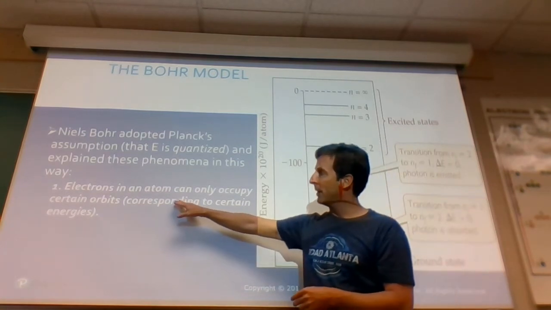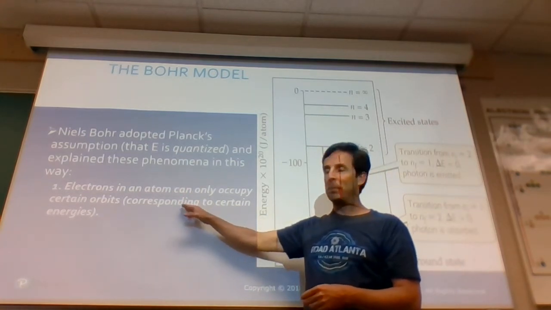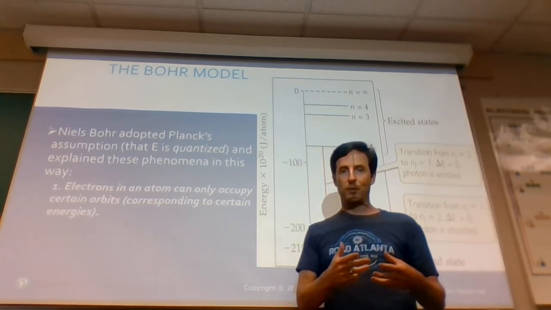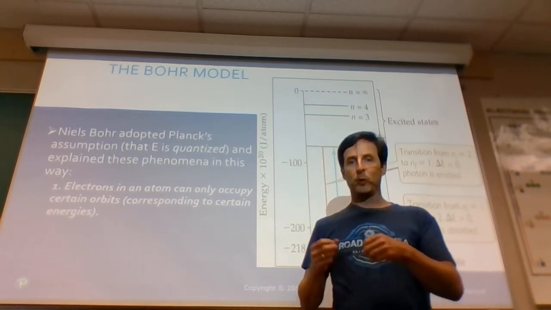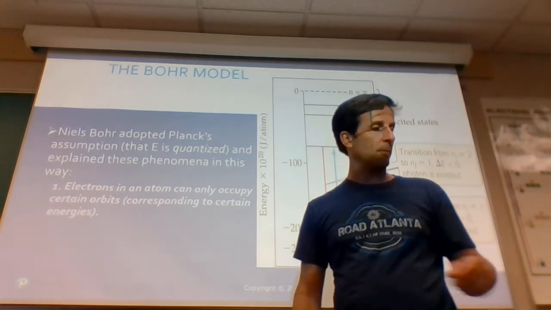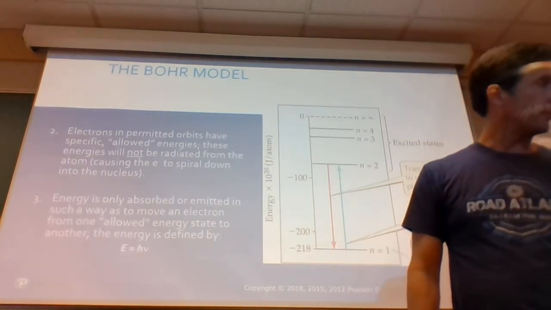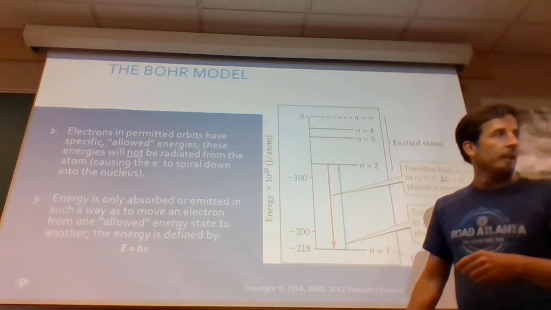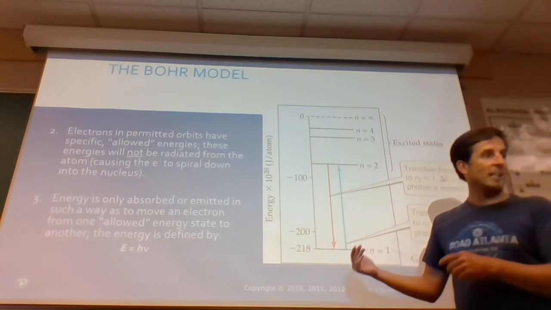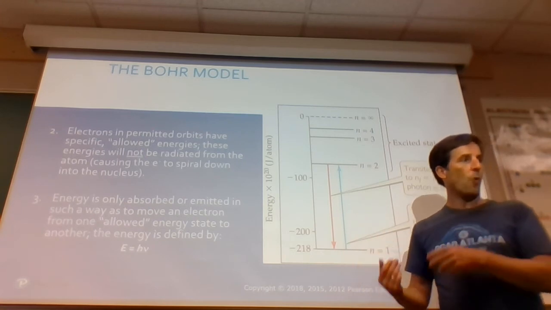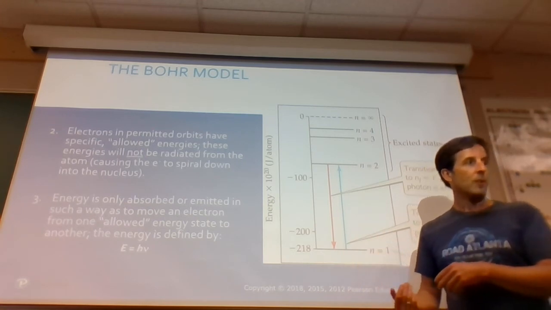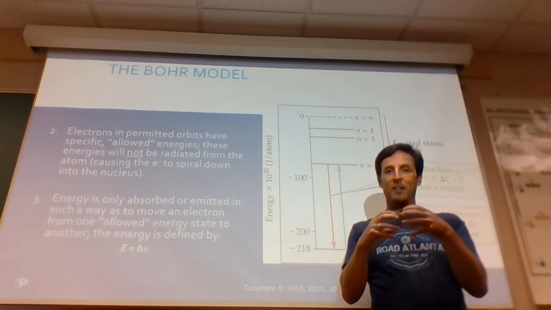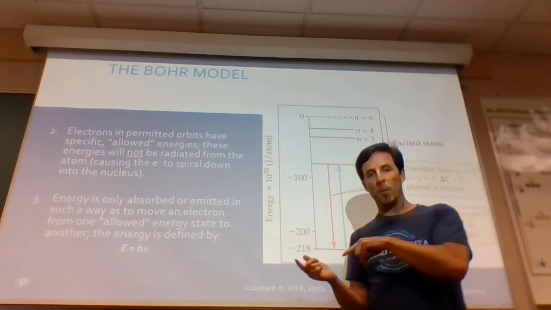So Niels Bohr kind of developed all these rules. Rule number 1 is that an electron can only be in a certain orbital that's allowed. Okay, only allowed orbitals can exist for the electron. That's rule number 1. Rule number 2, if an electron is in an allowed orbit, then it's going to maintain that energy until it can go to a new orbit.